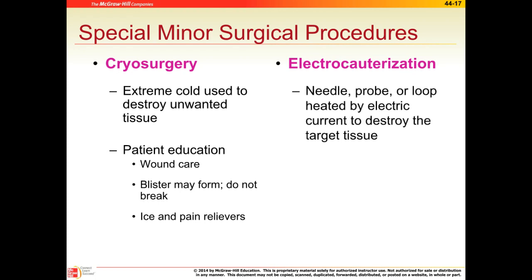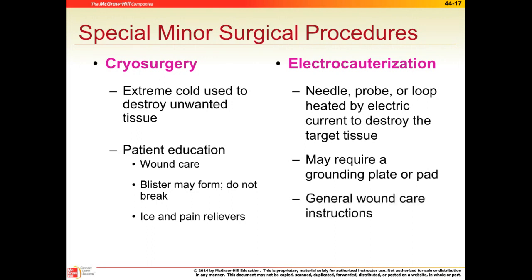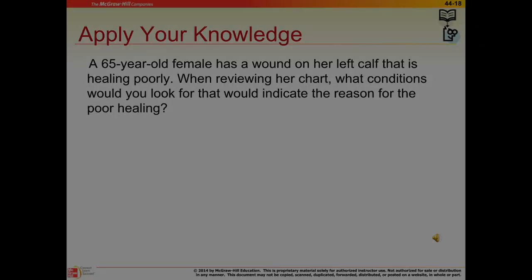Electrocauterization sometimes is done with a needle or a probe or a heat loop, where an electrical current will be placed on a specific tissue to stop growth or to stop bleeding. It requires a ground plate and a pad. These are generally seen most often in dermatologist offices. And then we're going to give them general wound care directions. Keep it clean and dry, keep it covered, those kind of things.